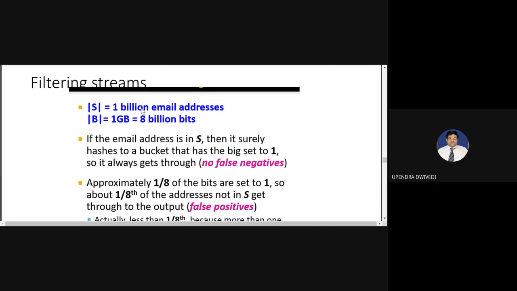Then we'll take a hash function and apply it on these email addresses. Whatever the output is, if it is between 0 and n, then we'll go to the location represented by the output in the bit array, and we'll change that value from 0 to 1.